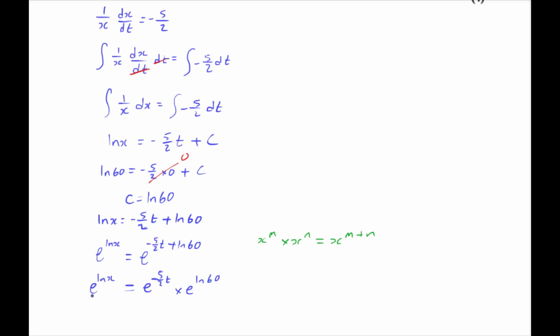We know that exponentials and logs are the inverse of each other. So if we take e to the power of ln x, e and ln cancel to give x, and e and ln cancel to give us just 60. So our final answer is x equals 60 e to the power of minus 5 over 2t.